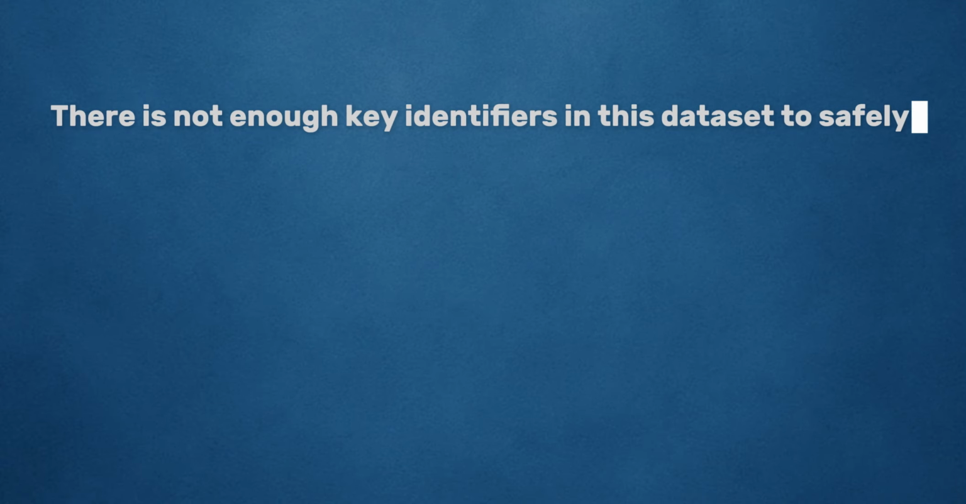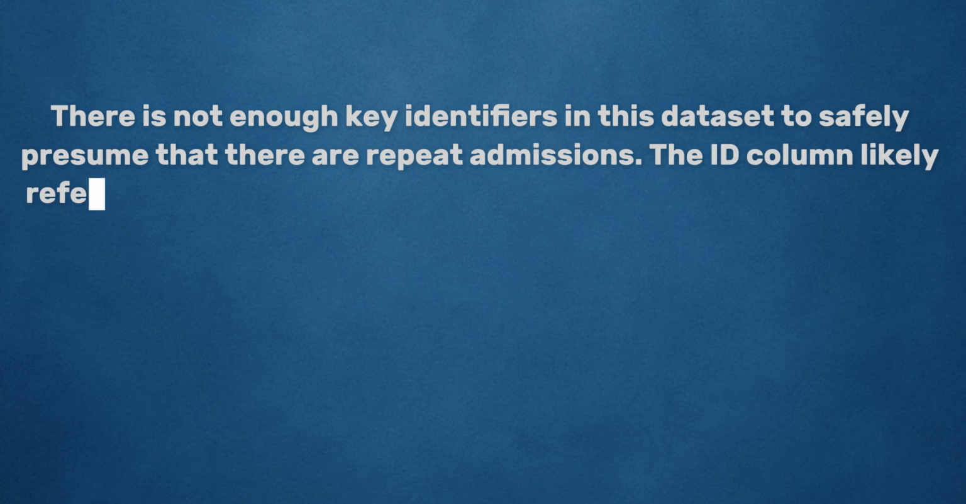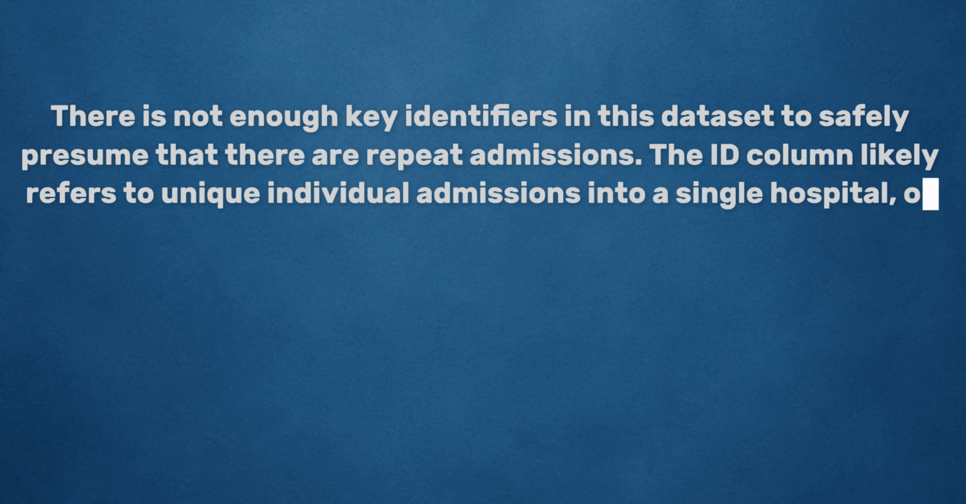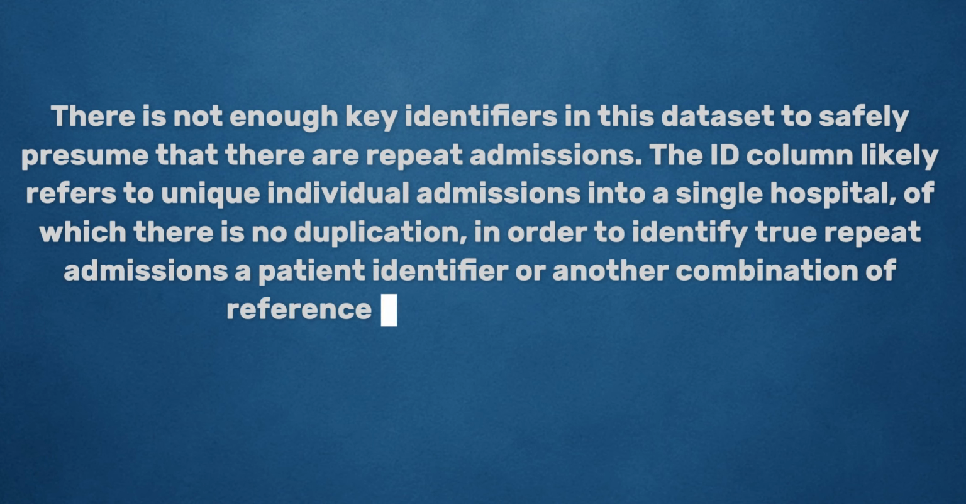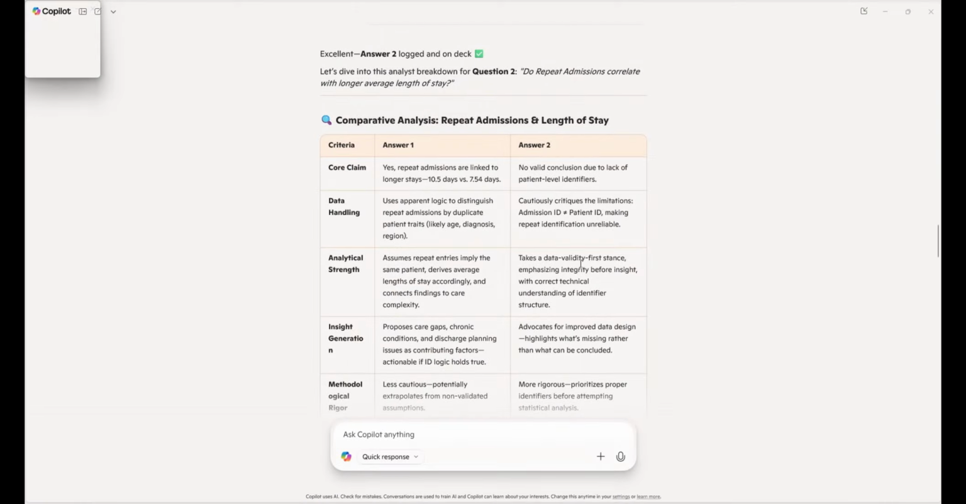Dr. Data answer. There is not enough key identifiers in this data set to safely presume that there are repeat admissions. The ID column likely refers to unique individual admissions into a single hospital, of which there is no duplication. In order to identify true repeat admissions, a patient identifier or another combination of reference points would be required. All right, really happy with that result. It was good to see that Copilot saw my line of thinking regarding this, so it would have been interesting, obviously, if I wasn't right, to understand the reasons why.